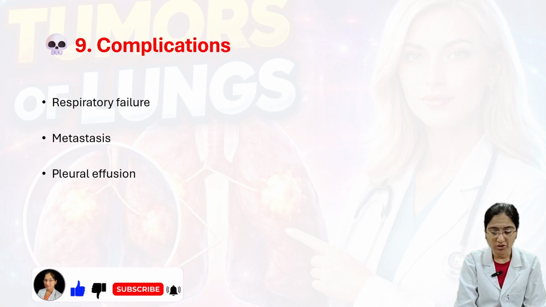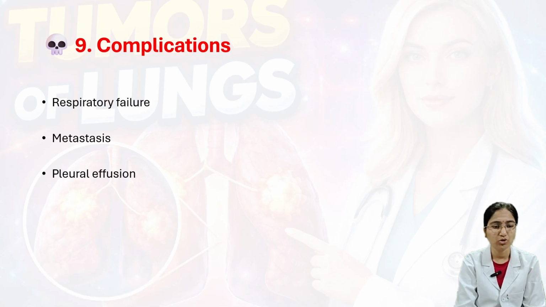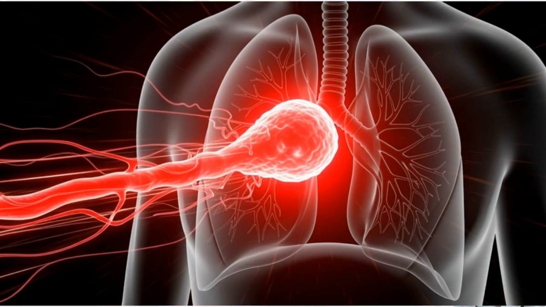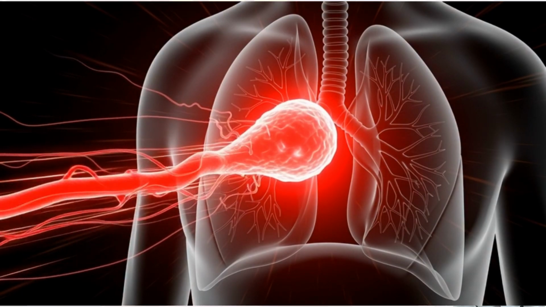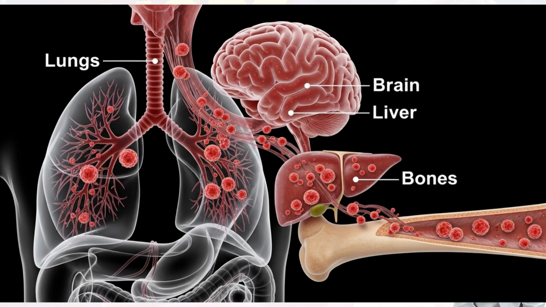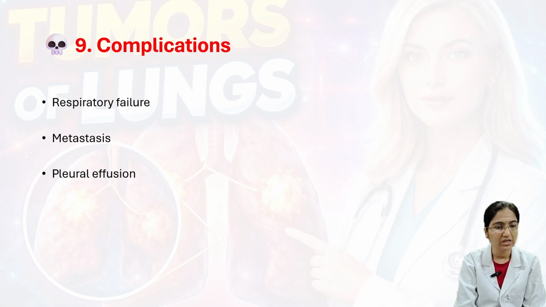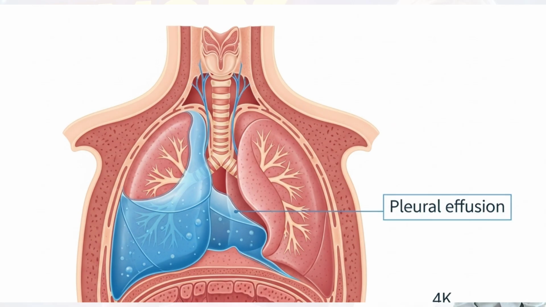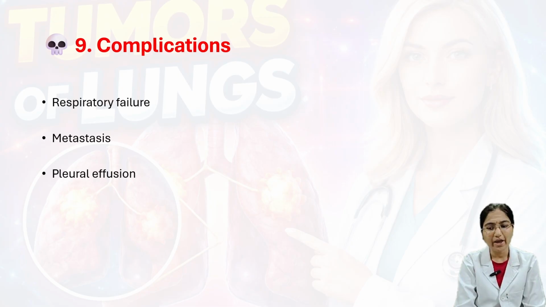Next, we'll see complications here. The first complication is respiratory failure, because the topic is tumors of lung. And then metastasis. Metastasis is nothing but an invasion, spreading to other organs or other tissues, the surrounding areas. This is one of the complications of tumors of lungs. Another one is pleural effusion. It is commonly known as water on the lungs. We can see abnormal accumulation of excess fluid here, that is a pleural effusion.